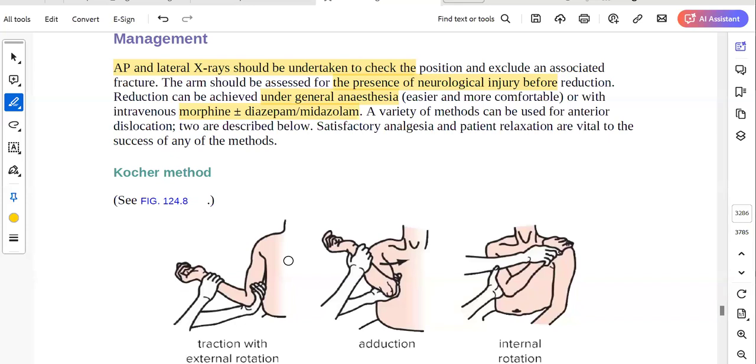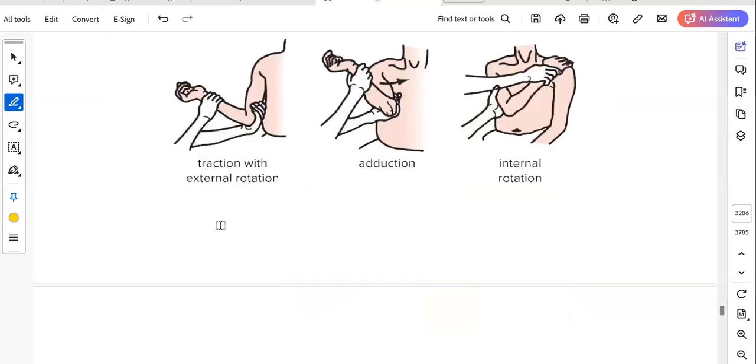It doesn't come in exam. So all you need to know is provide painkiller, get the patient to do an X-ray, make sure there is no neurovascular injury, and then relocate either by general anesthesia or under morphine and diazepam.